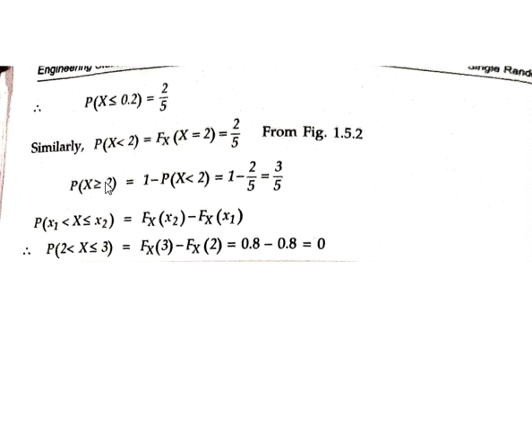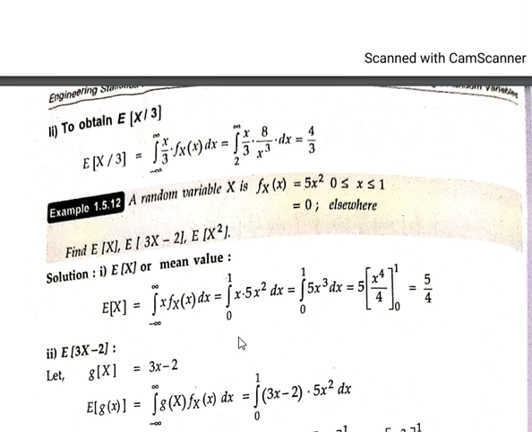When it is greater than 2, it would be 1 minus P of x less than 2. That means we have to substitute the value of P of x less than 2, 2 by 5, which will give the other value. So when the x1 and x2 limits are 3 and 2, we get 0.8 minus 0.8, because Fx of 3 is 0.8 and Fx of 2 is 0.8. So we get 0. It is the intermediate point. Then the next thing is regarding expectations, to obtain the value of E.